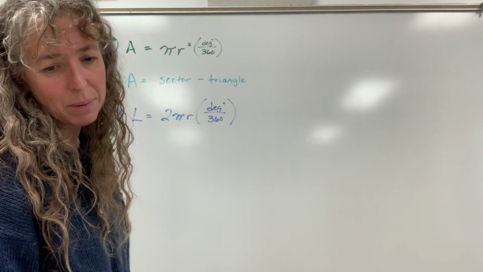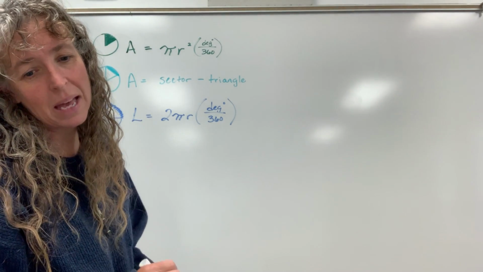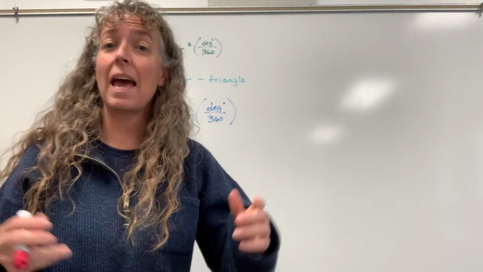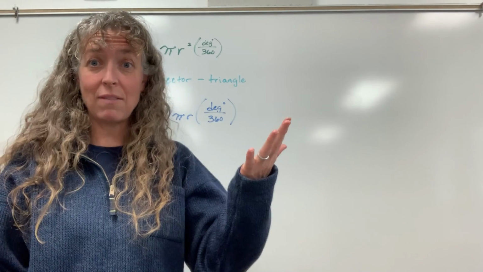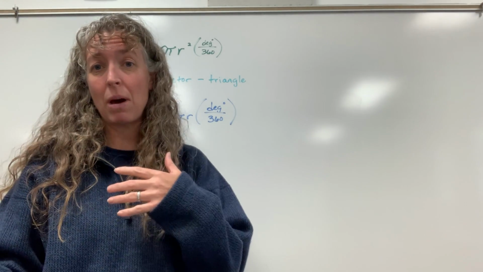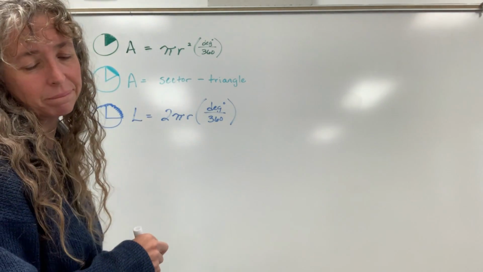So let's try example number 1. Find the area of each sector. Give your answer in terms of pi and round to the nearest hundredth. As always, I don't care which way you want to give it to me. You don't have to give me both. You can give me pi or decimal form, whatever you like. Either is fine.